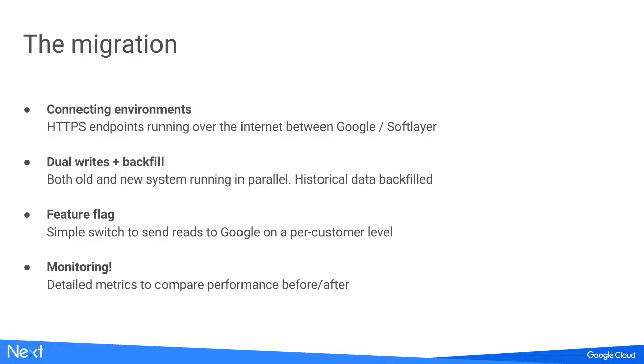So the migration. Now, as a monitoring product, it needs to be up, it needs to be available. We run on the principle that your monitoring should be more reliable than the infrastructure it is actually monitoring. So this meant we couldn't have a period of downtime whilst we moved the data over. Also, we're migrating across two different environments, from SoftLayer over to Google. We looked at a couple of different options, including VPNs and Direct Connect, which are good options, but ultimately settled on just sending it over the internet.